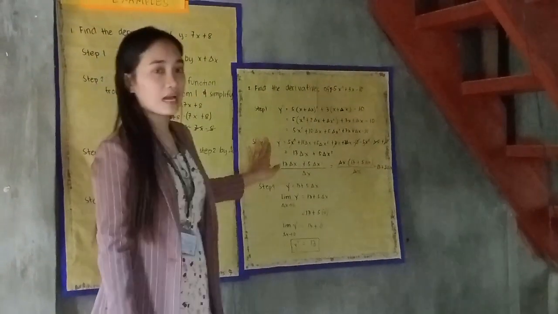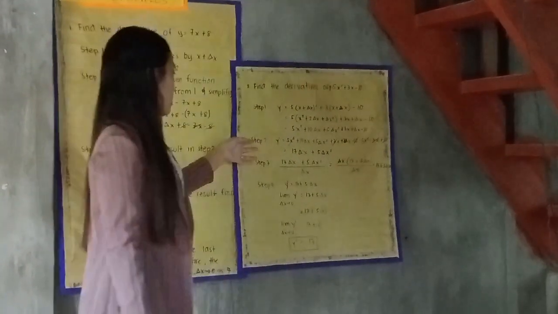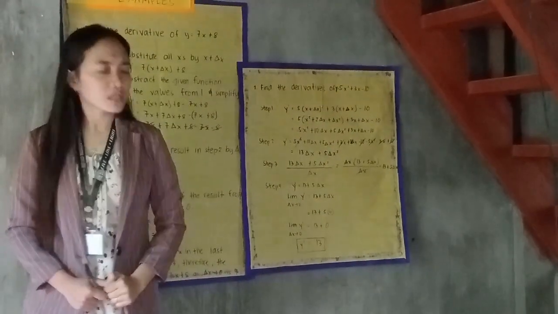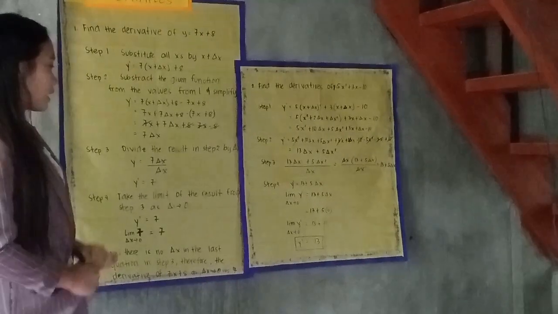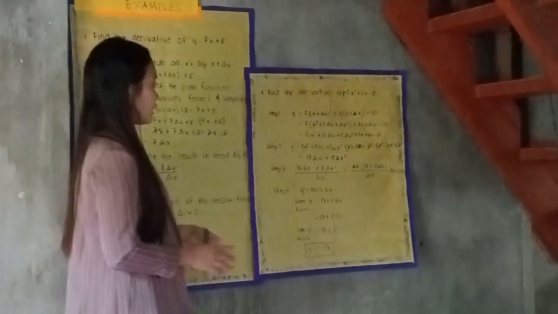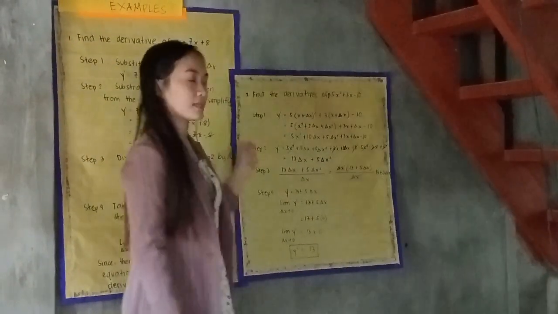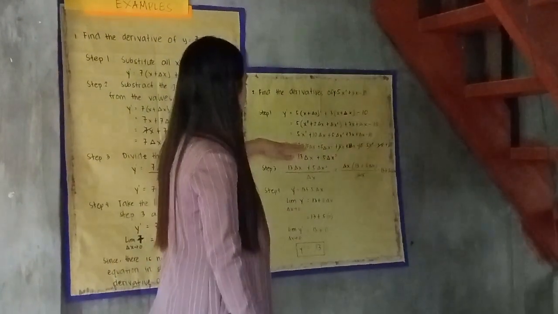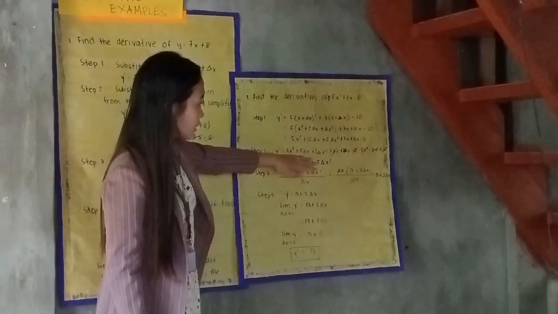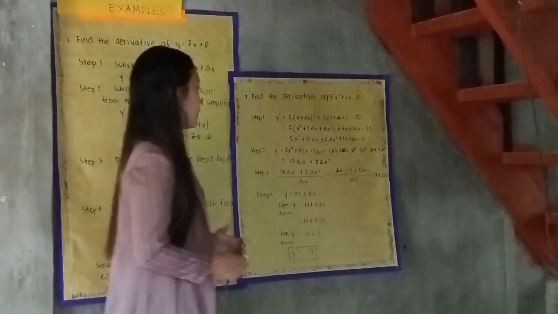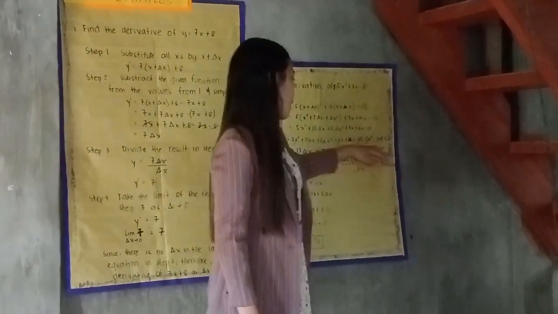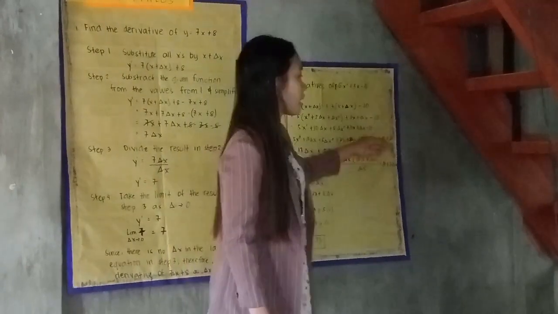So, let's proceed to step 2. Again, what is step 2, Defensor? Okay, very good. So again, step 2, we need to subtract the original function from the result in step 1, then simplify. Since this is the result of step 1, we just copy it here to make it easier. Then, we subtract the original function.